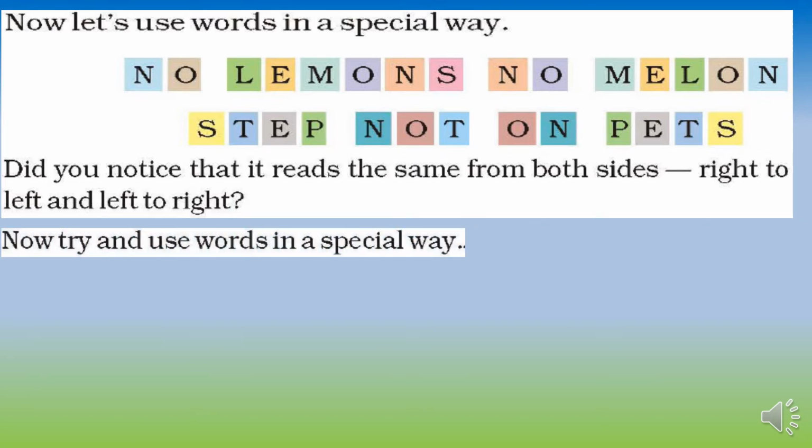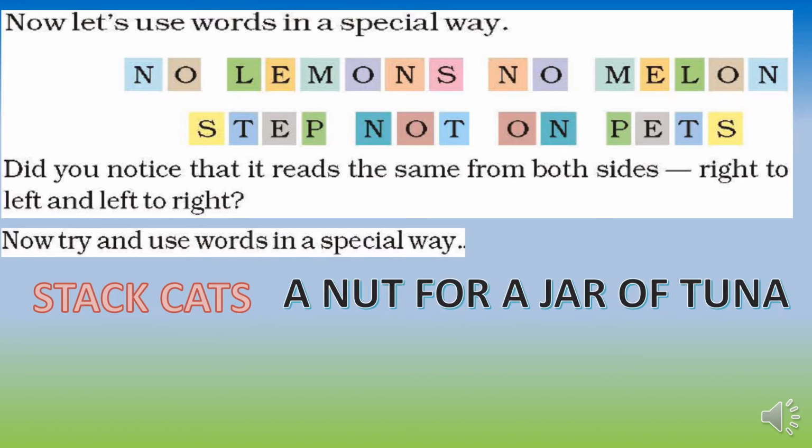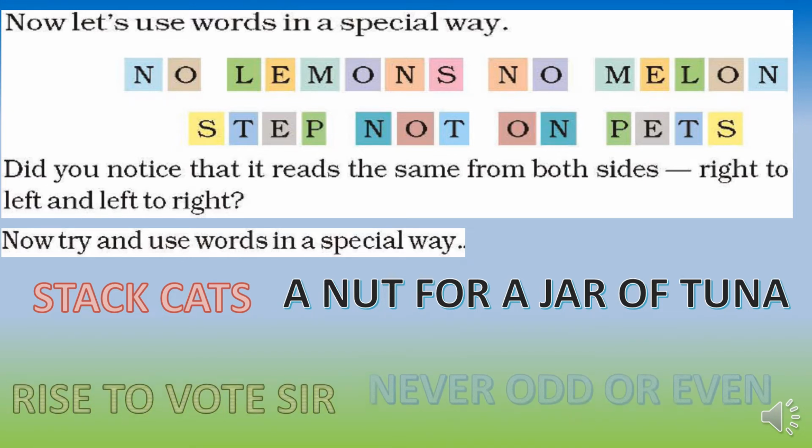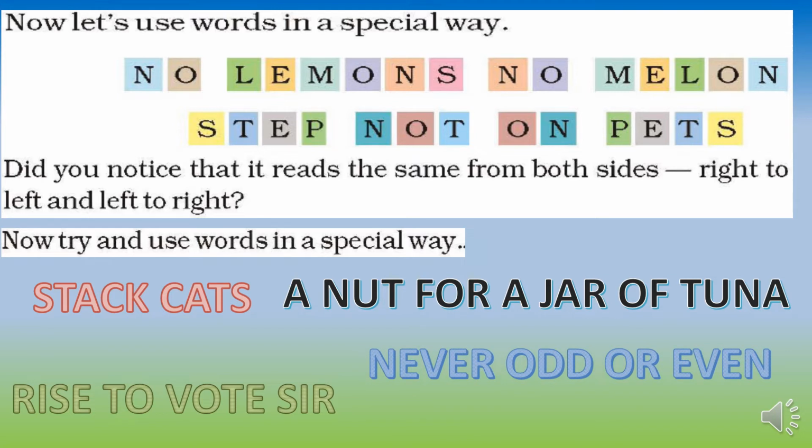Now try and use words in a special way. See this. Stack cats. If you read it right to left and left to right, it would be the same. A nut from a jar of tuna. Rise towards a, never odd or even. If you read it left to right or right to left, you will get the same words.